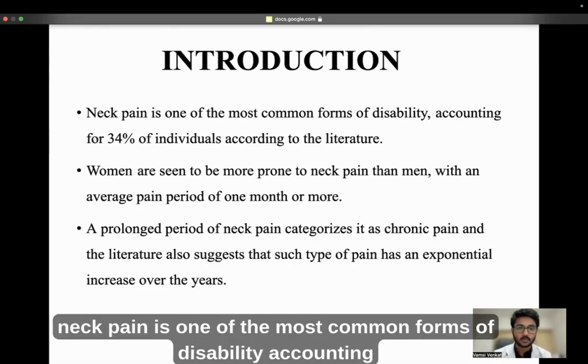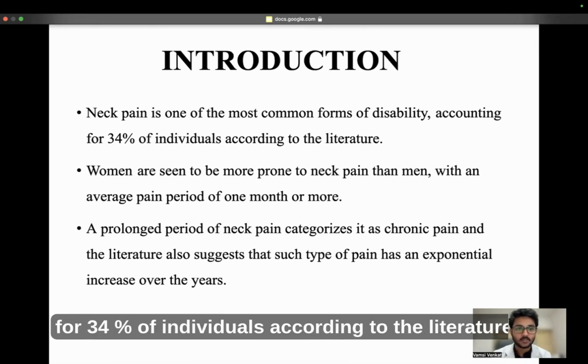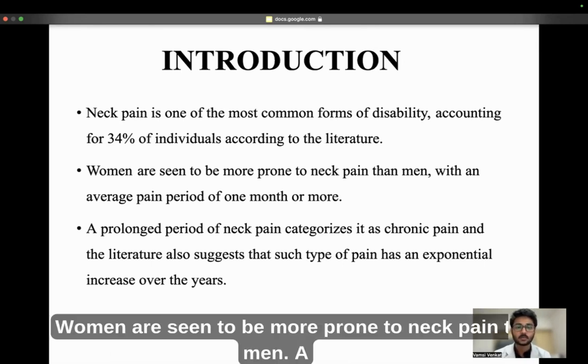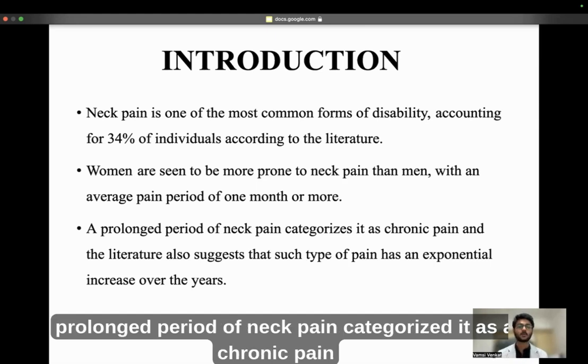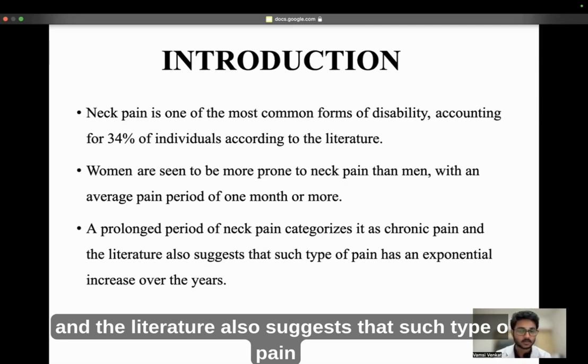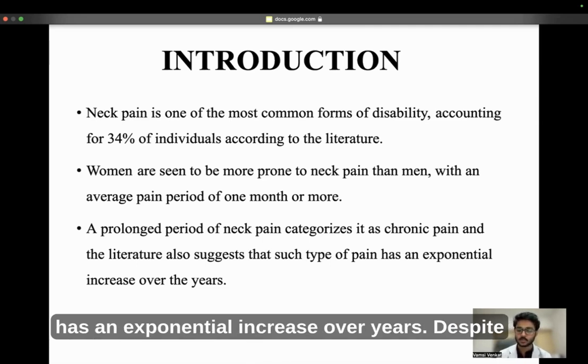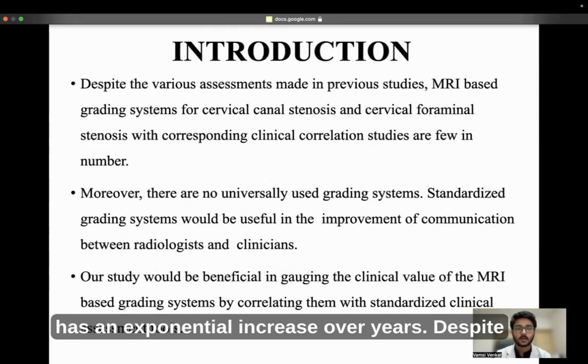Introduction. Neck pain is one of the most common forms of disability, accounting for 34% of individuals, according to the literature. Women are seen to be more prone to neck pain than men. A prolonged period of neck pain is categorized as chronic pain, and the literature also suggests that such pain has an exponential increase over the years.